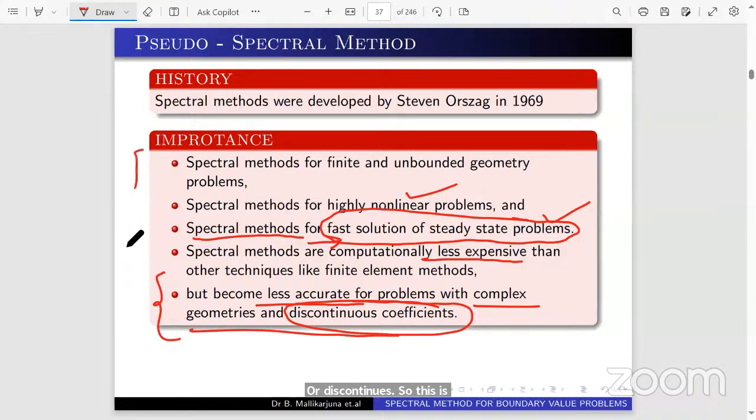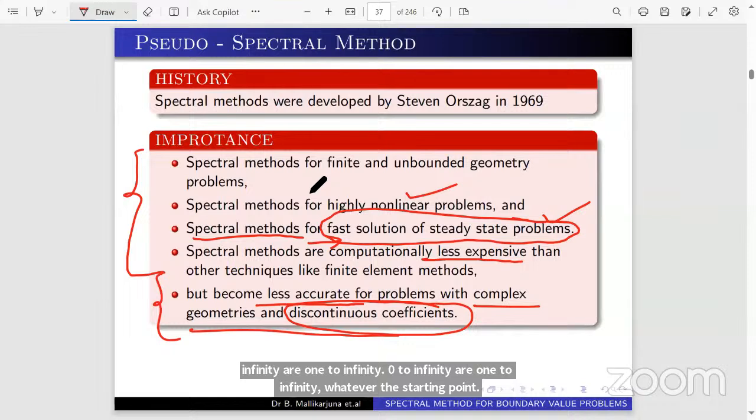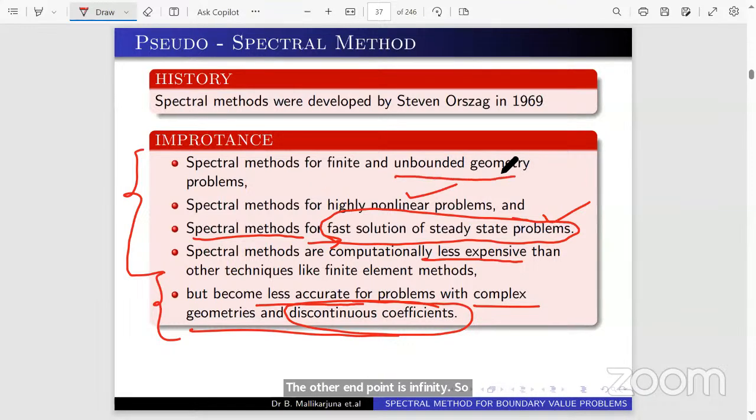And what is the main advantage of the spectral methods? Any finite geometry, unbounded geometry. Here, why did I specify unbounded geometry? Usually people are dealing with boundary layer theory problems. For that, the other endpoint is infinity, 0 to infinity or 1 to infinity, whatever the starting point, the other endpoint is infinity. So that is the reason I mentioned unbounded geometry.